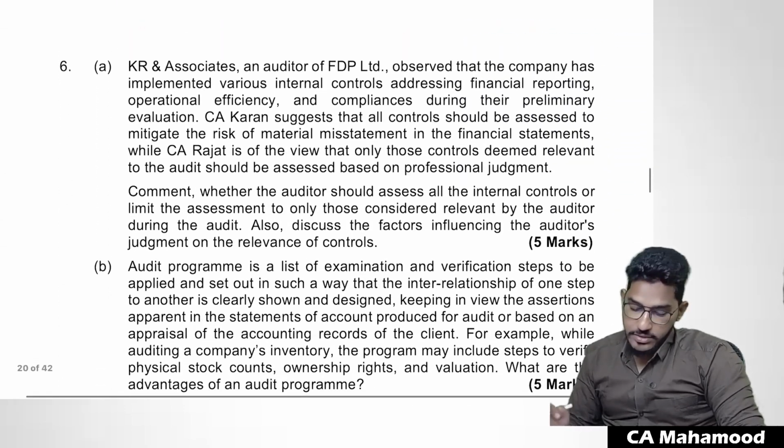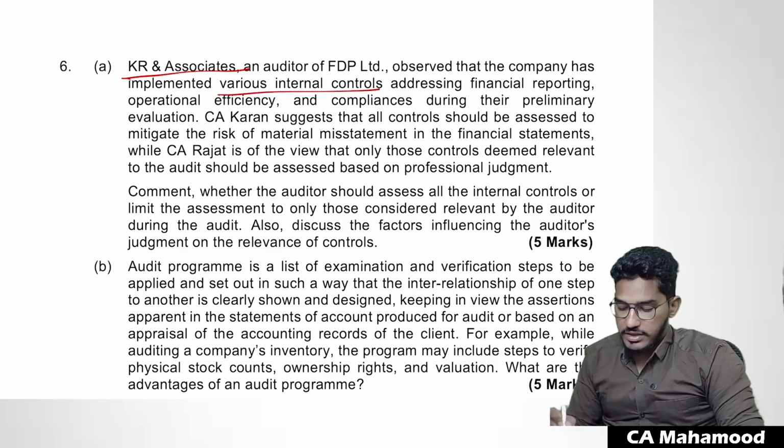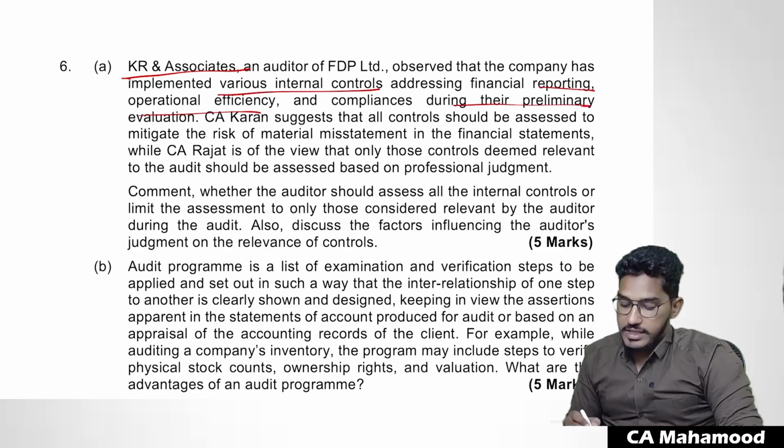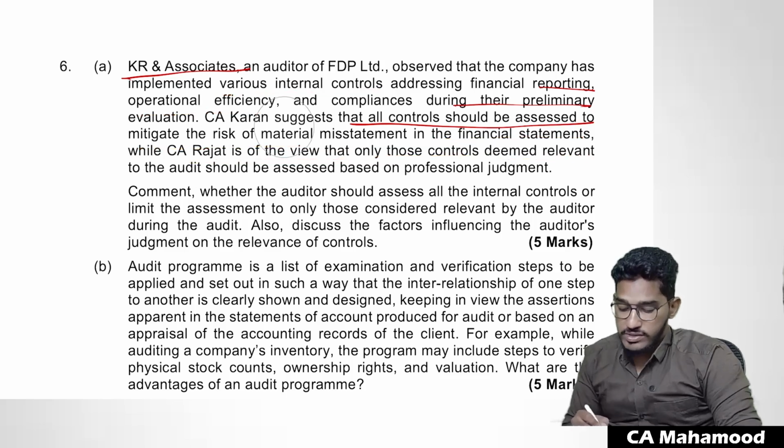Next, last set of questions. KR and Associates, an auditor of FDP Limited, observed that the company has implemented various internal controls addressing financial reporting, operational efficiency, and compliances during their preliminary evaluation. CA Karan suggests that all controls should be assessed to mitigate the risk of material misstatement in the financial statements, while CA Rajat is of the view that only those controls deemed relevant to the audit should be assessed. Tell me who is correct.